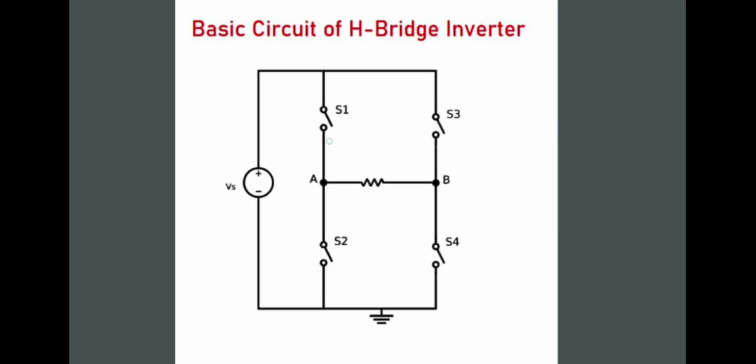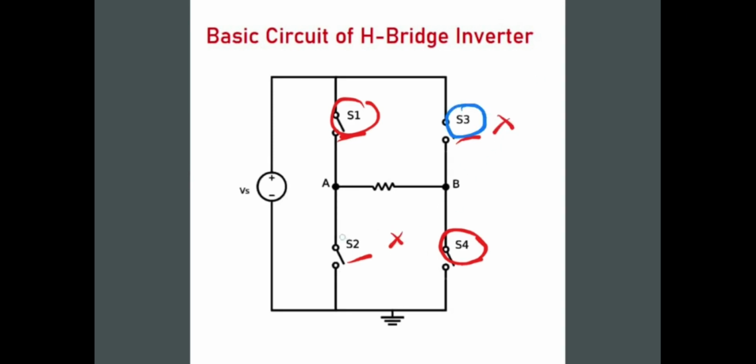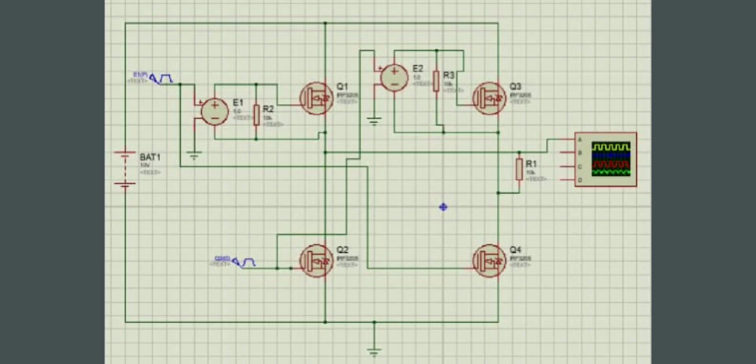And in the H-bridge inverter we also used 4 switches, and these switches were configured in such a way that when S1 and S4 were conducting, S3 and S2 were not conducting, and when S2 and S3 were conducting, these two switches were not conducting, right? And this was made possible because we used MOSFETs as switches and we had a pulse generator.